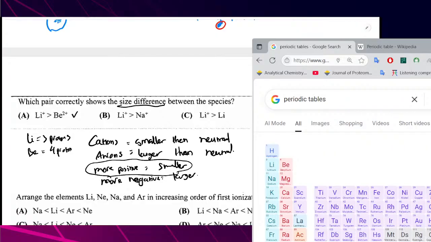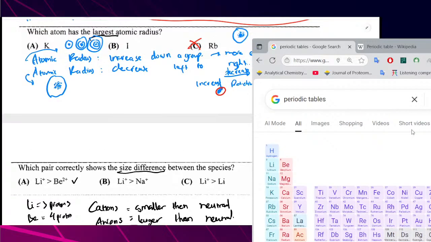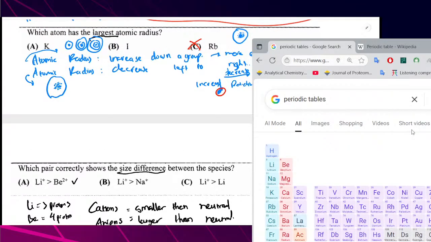Okay, let me bring another example over here. Which one is correct? Like I mentioned, it should be A.